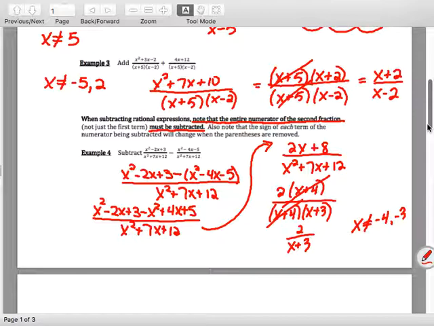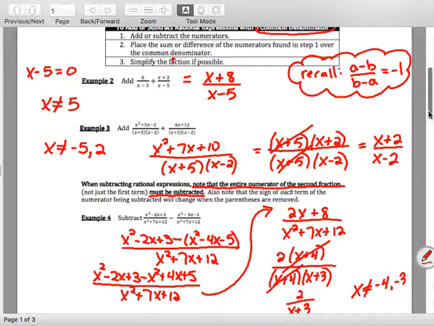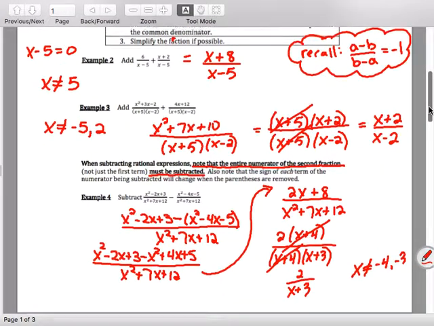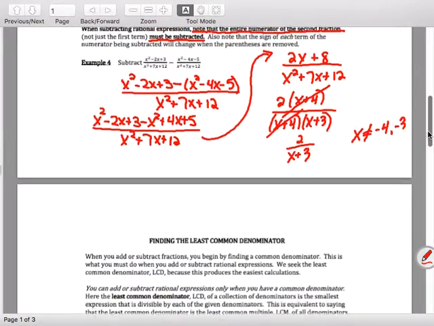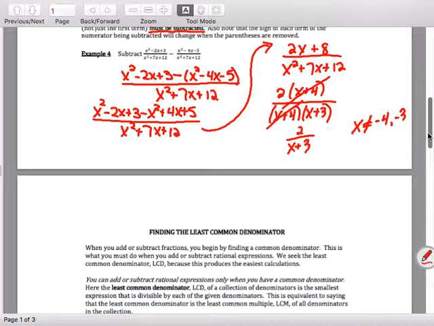All right, so that was the easy part. That was if you have a common denominator, you add and subtract numerators. When you get down to the bottom, step 3 is simplify the fraction if possible. All right, so when you're ready, let's flip it over, and I'm going to go over how you find a common denominator.